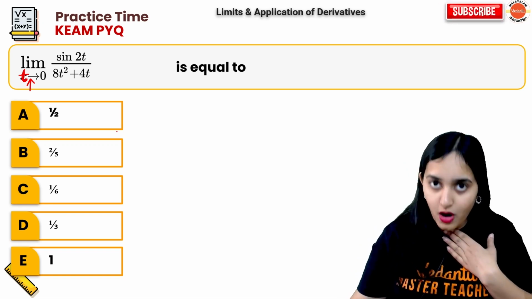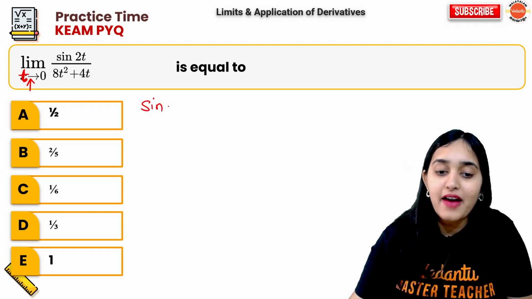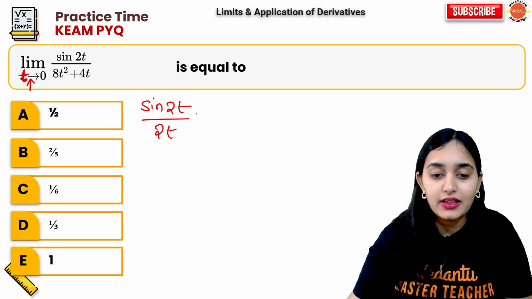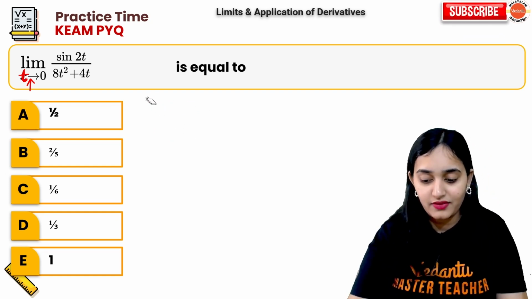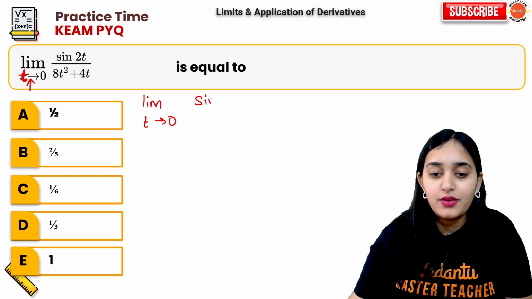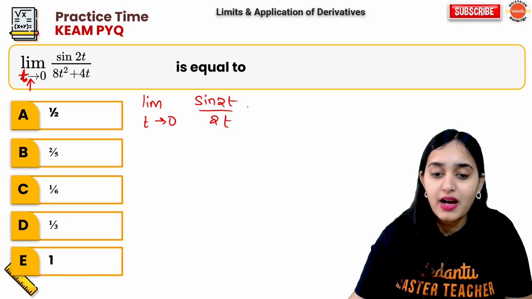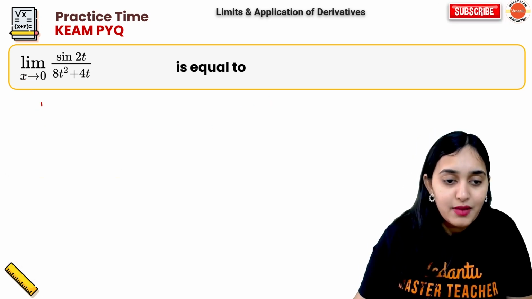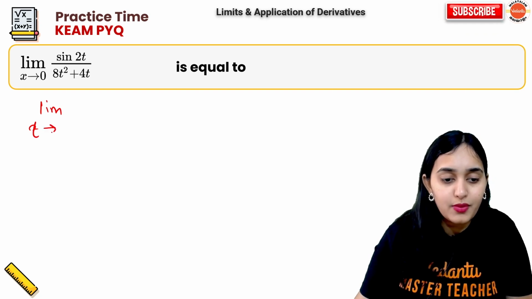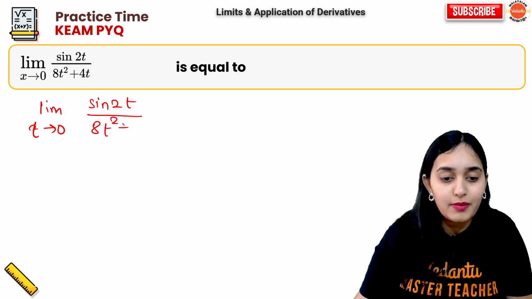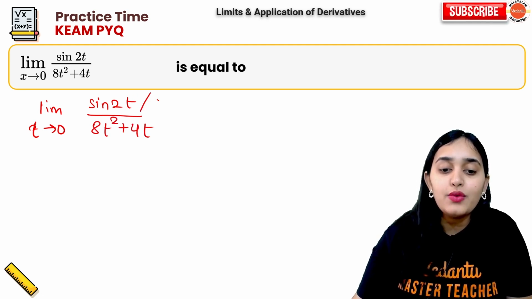We know the formula that if we have sine 2t and I divide it by 2t, this will become 1 when the limit is t approaching 0. So if I do sine 2t upon 2t, my answer will be 1. I know that. So what am I doing here? I take my function, limit t approaching 0, sine 2t upon t square plus 4t.